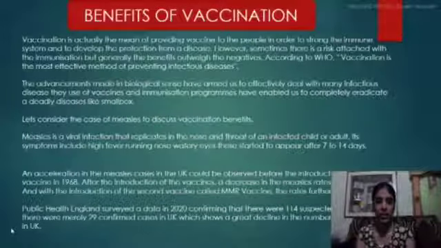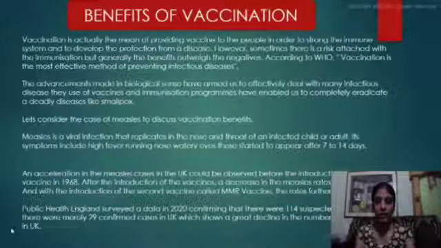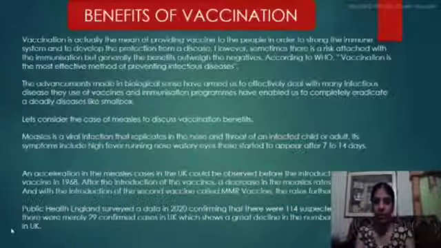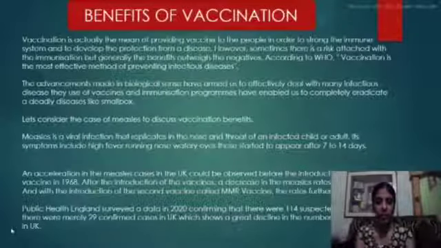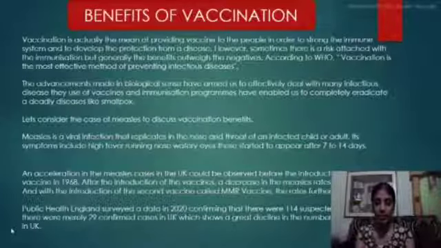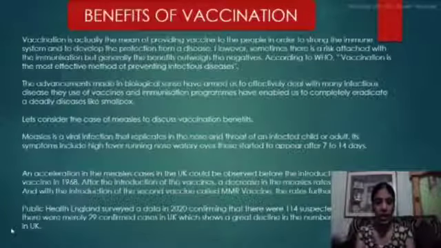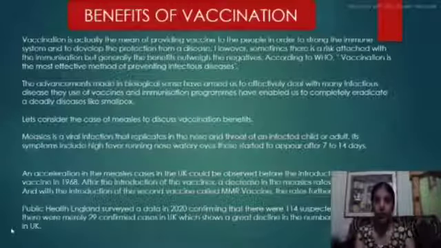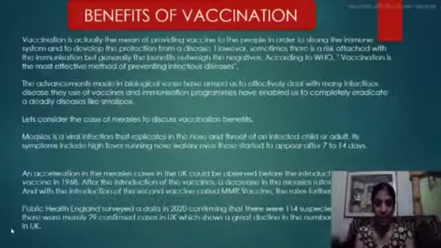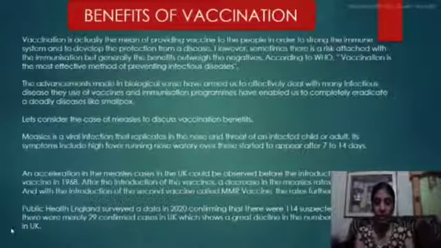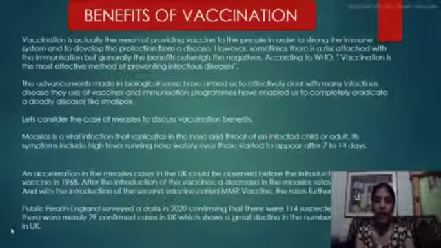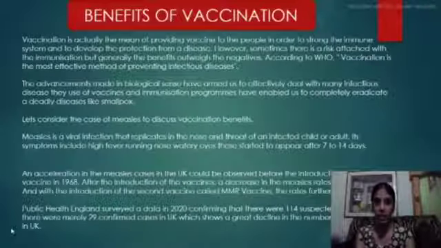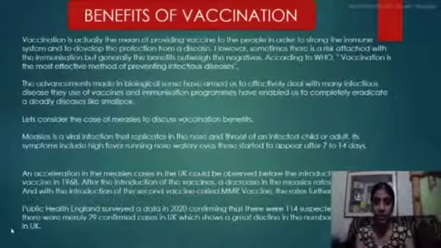So let's consider the case of measles to discuss vaccination benefits. Measles is a viral infection that replicates in the nose and throat of an infected child or adult. Its symptoms include high fever, runny nose, and watery eyes. These start to appear after 7 to 14 days. An increase in measles cases in the UK could be observed before the introduction of the vaccine in 1968. After the introduction of the vaccine, a decrease in the measles rate could easily be observed. And with the introduction of the second vaccine, the MMR vaccine, the rates decreased further.